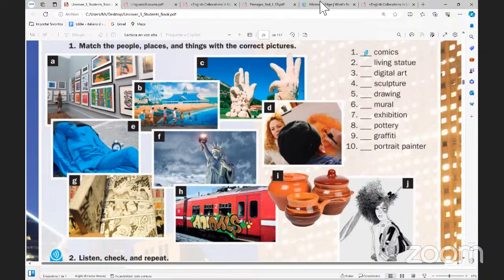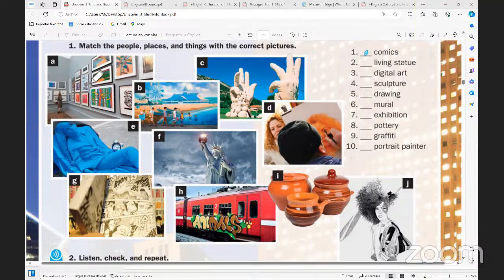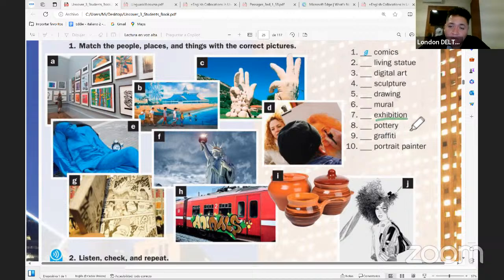What is letter A? Yes, what is letter A? Exhibition. Excellent. Una exhibición de arte. Very well. That's an exhibition where you have paintings. Paintings son cuadros, pinturas. Thank you.